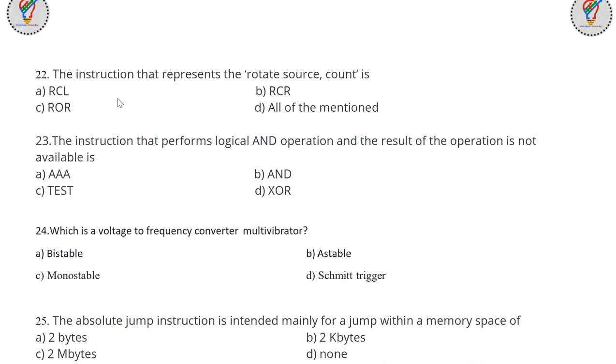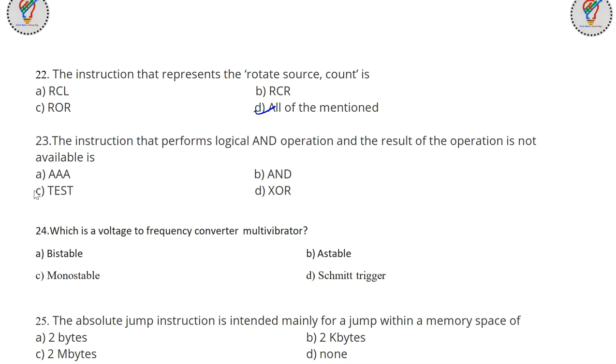The next question is, the instruction that represents rotate source count is. Yes, the answer for this question is D. Okay, all of them are mentioned here. The rotate source count is a group of 4 instructions containing RCL, RCR, ROL, ROR. Okay, next question. The instruction that performs logic AND operations and the result of the operation is not available is.